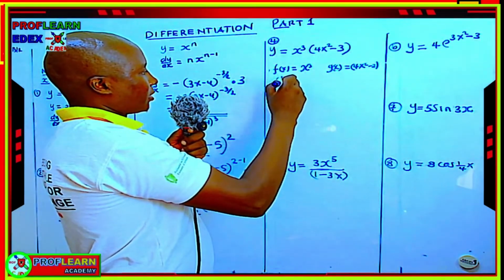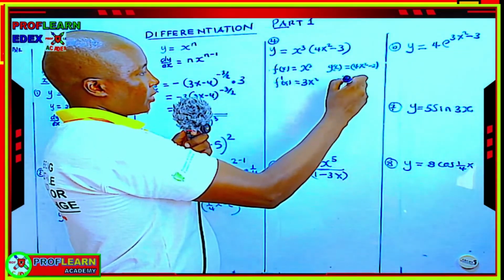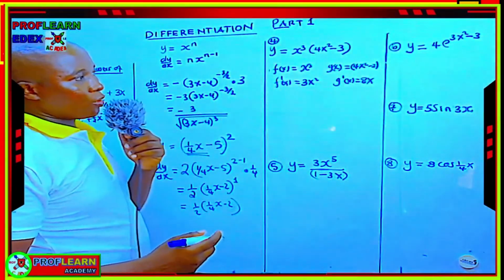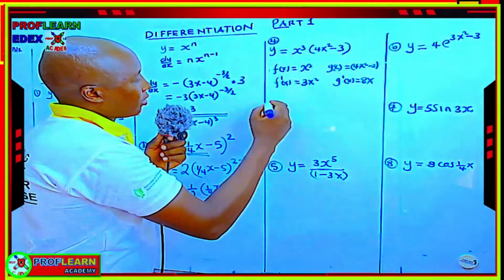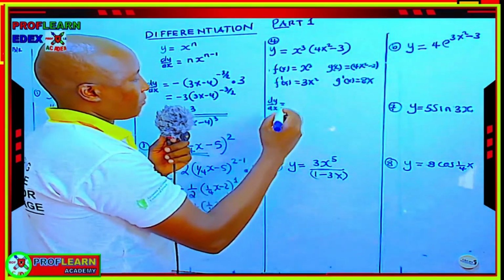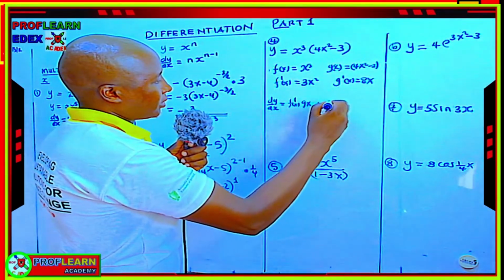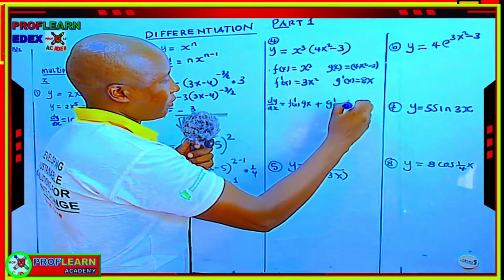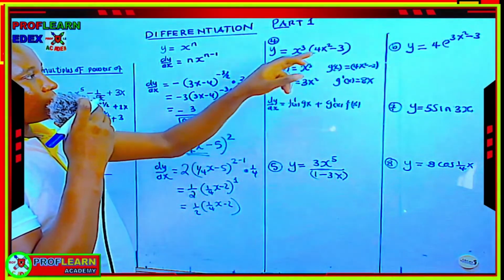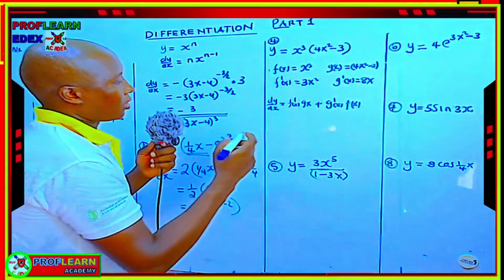So this f prime of x is going to be equal to 3x squared. G prime of x, differentiating this, is going to be 8x. Now, whenever you're applying the product rule, dy/dx is going to be equal to f prime of x g of x plus g prime of x f of x. So you differentiate one, you keep the other constant, plus you differentiate the one that you left constant, and then you keep the first one constant.